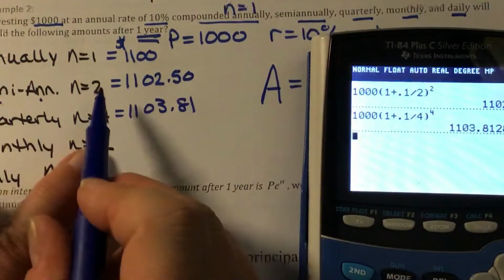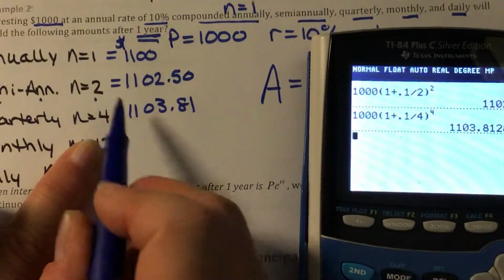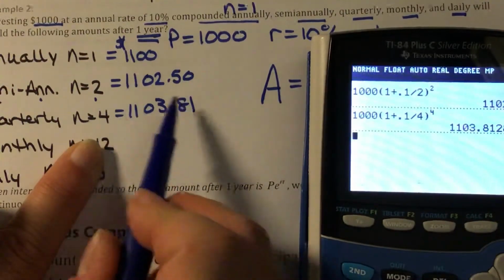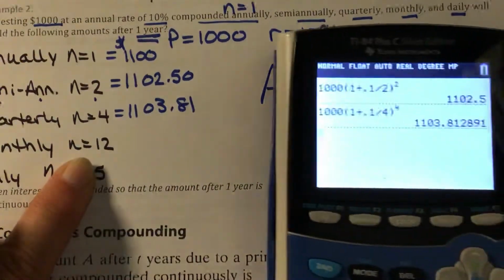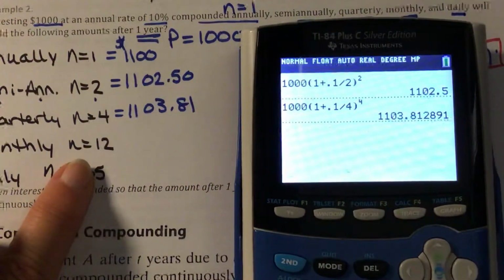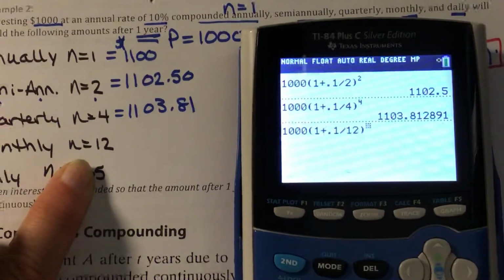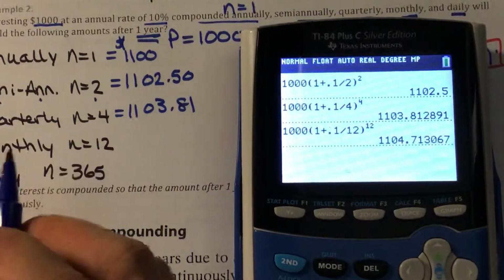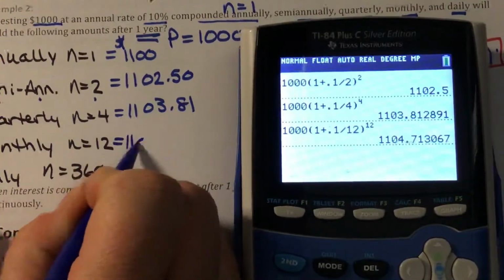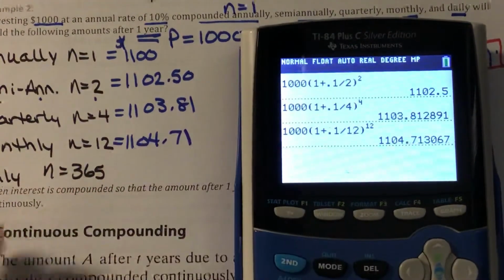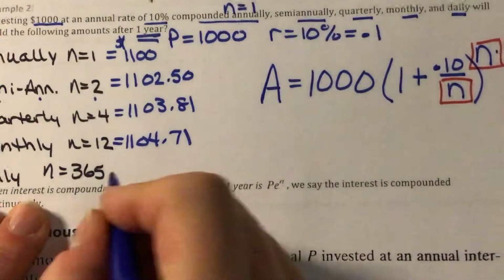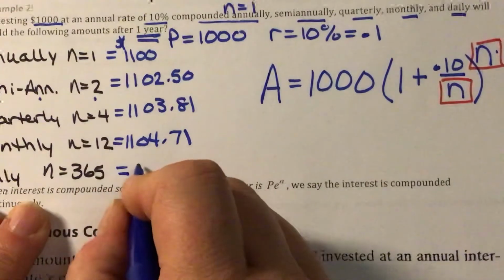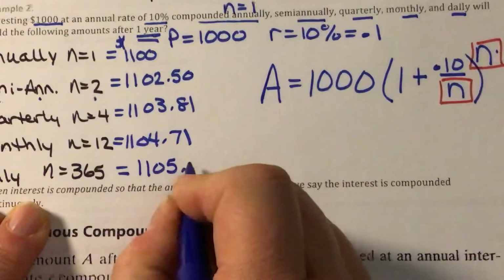Okay, so again, the more times I calculate the interest during the year, the more money I'm going to end up with in my account. So for monthly, if I do 1,000 times 1 plus 0.10 divided by, this time I'm dividing by 12 and to the 12th power, $1,104.71. And I just did the 365 on my own. I have $1,105.16.